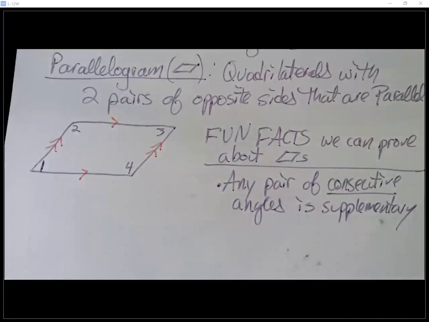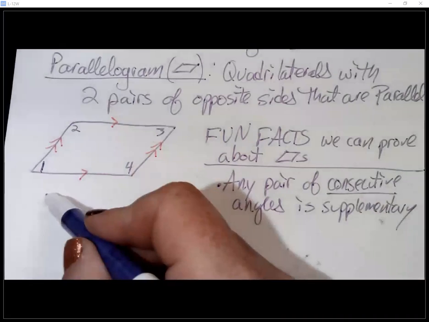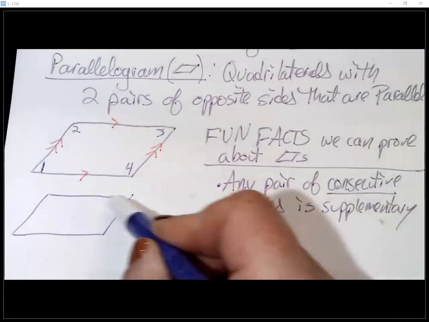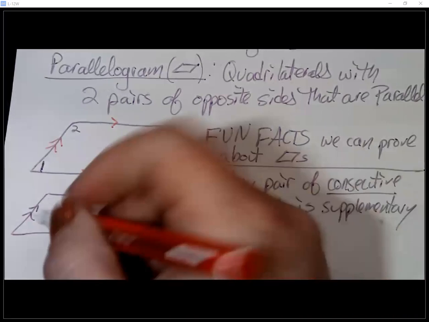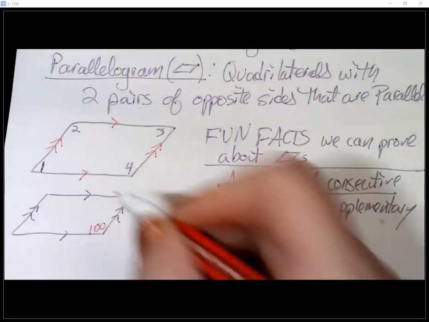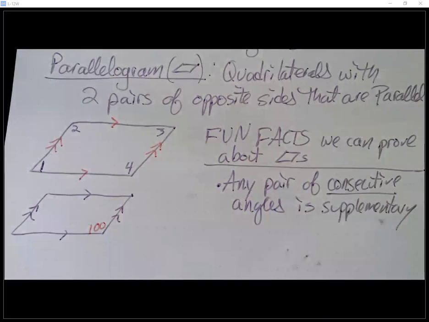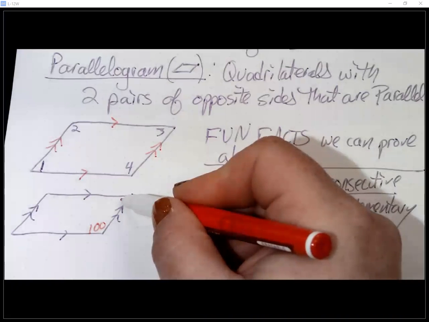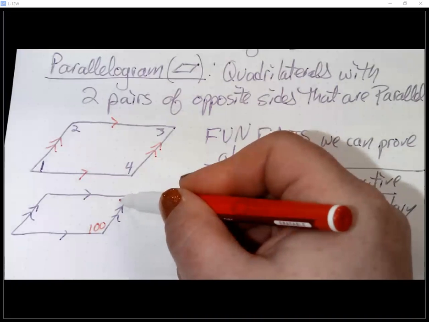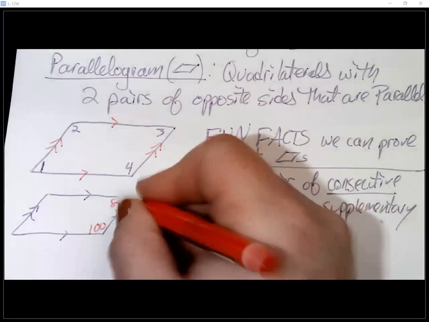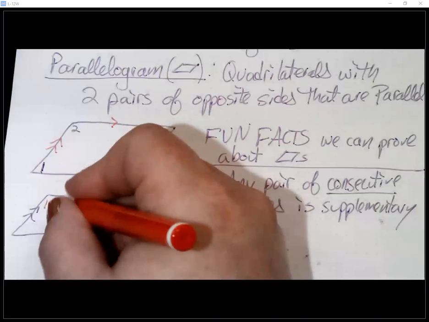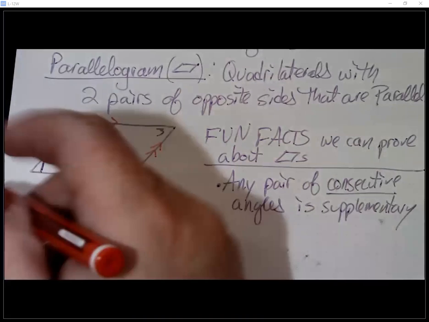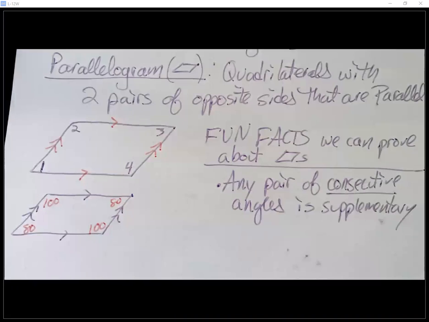So what's so cool about that is now that we know this, right? If I know that I have a parallelogram and I tell you, okay, this angle right here is, I don't know, let's make it 100. What does this angle right here have to be? So what does this angle over here have to be? 100. So what does this angle down here have to be? Isn't that something? Which leads me to a second fun fact.